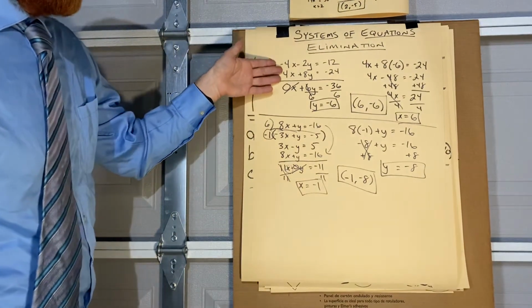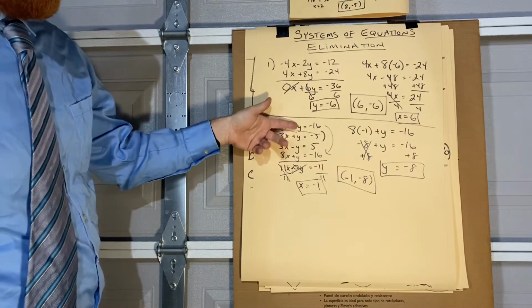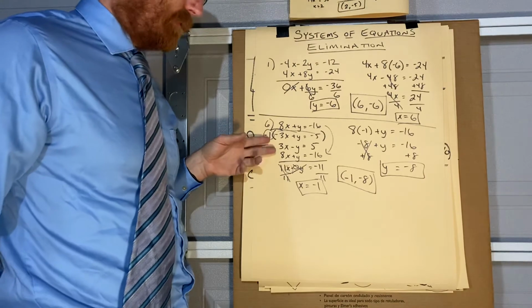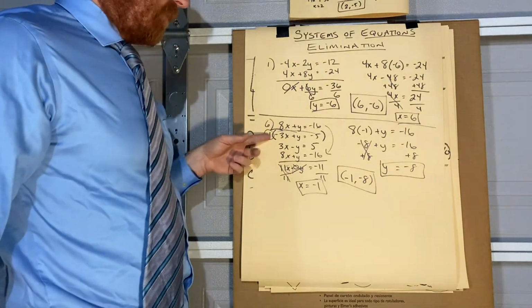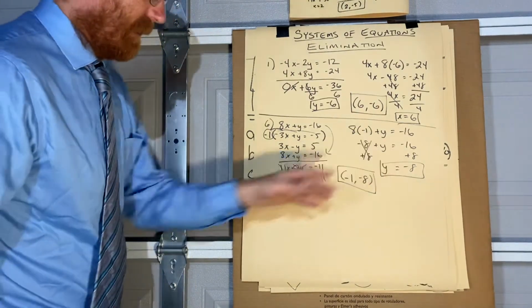Again, the first one was already set up to eliminate the x. The second one, the y's were both 1y and 1y, so I had to change one of the signs. I did that by multiplying one of the equations by -1 and set it up so I can add, and boom, I got a 0y. And then I could do the same process again.